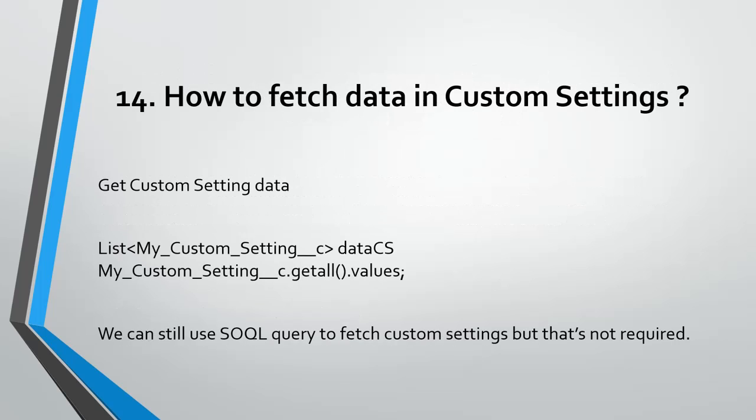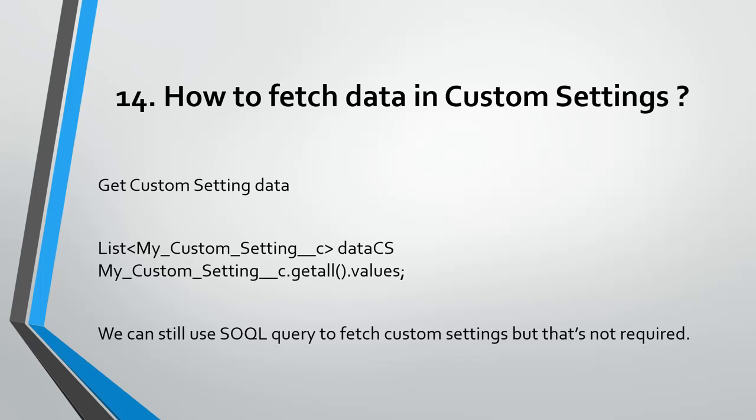How to fetch data in custom settings? So we can fetch data in custom settings through functions, right? And we can fetch data without using SOQL query. So here is an example. MyCustomSetting__c.getAll().values(). By using this method, we can get the values in the custom settings.